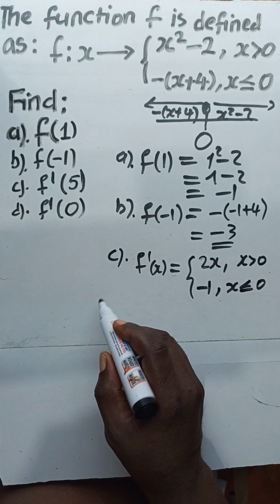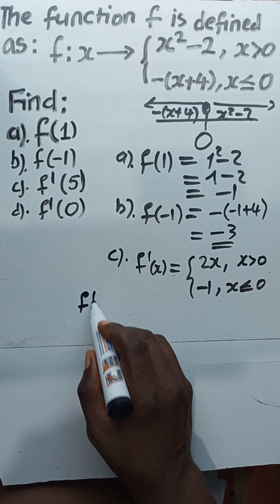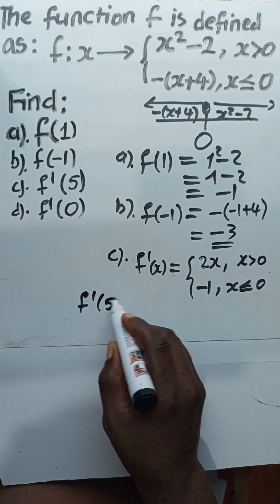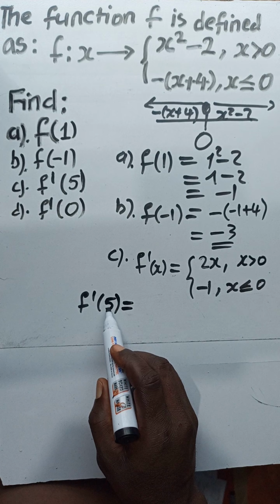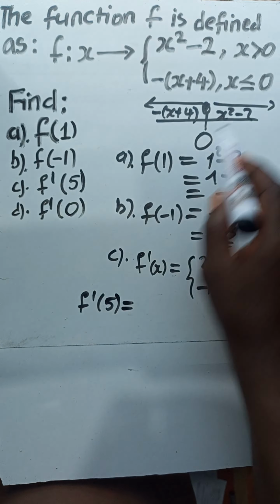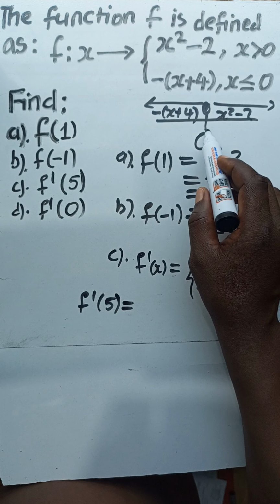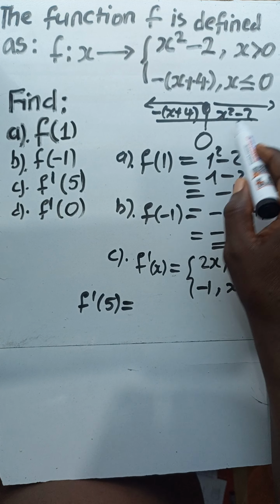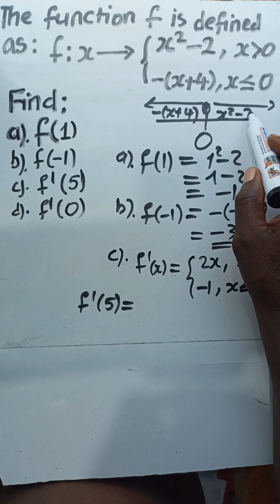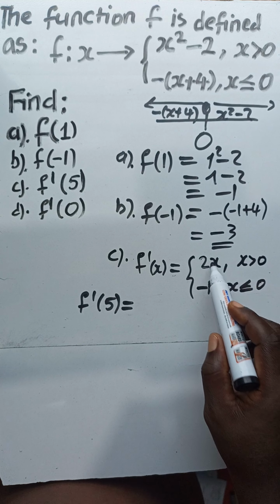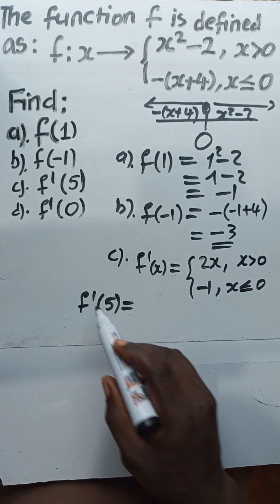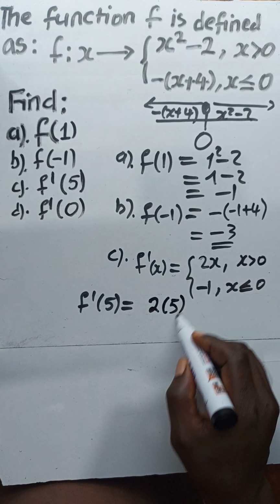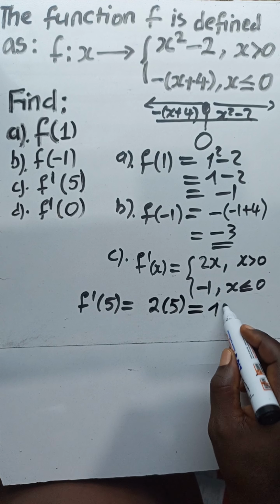Now to get the first derivative at the point 5, we go again to the domain of definition of the function. Where do we have 5? 5 is to the right of 0. So we're going to put 5 in the first derivative of x squared minus 2. The first derivative of x squared minus 2 is 2x. And so the first derivative at the point 5 will be 2 into 5. That will give us 10.